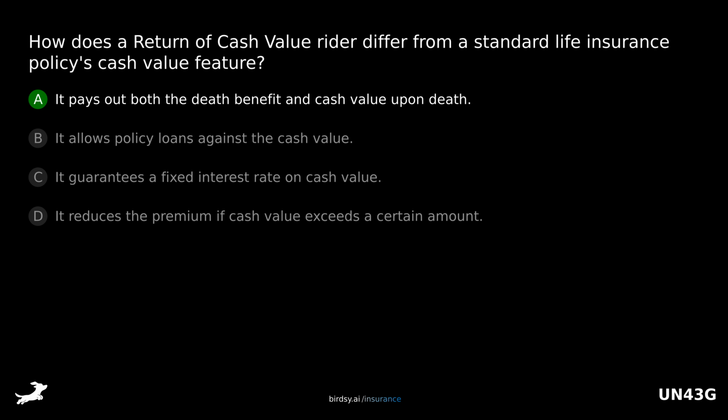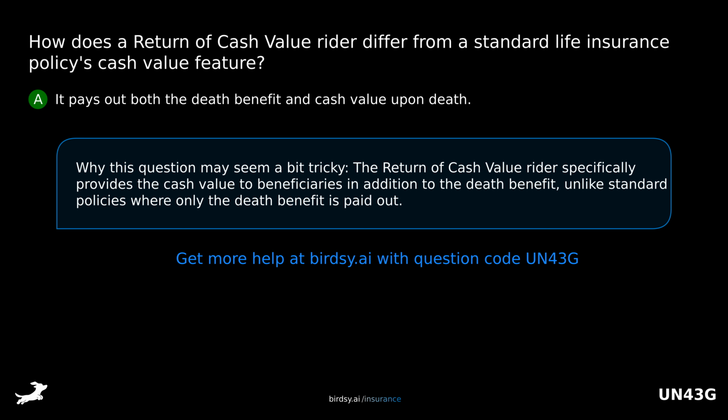The answer is A. It pays out both the death benefit and cash value upon death. Why this question may seem a bit tricky. The return of cash value rider specifically provides the cash value to beneficiaries in addition to the death benefit, unlike standard policies where only the death benefit is paid out.